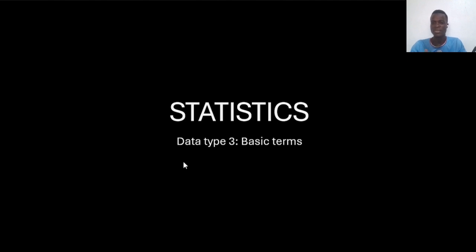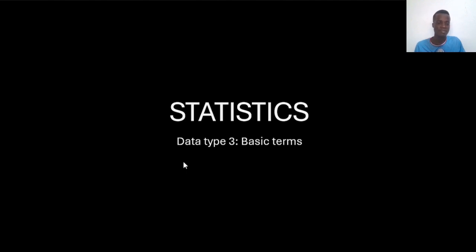Now we need to understand some terms associated with data type 3, which are useful for the calculation of the various tools like mode, median, central tendency, and those things. So we are going to look at those basic terms. There are about 4 of them, which we are going to explore through examples, so that you can relate to what each of the terms means.